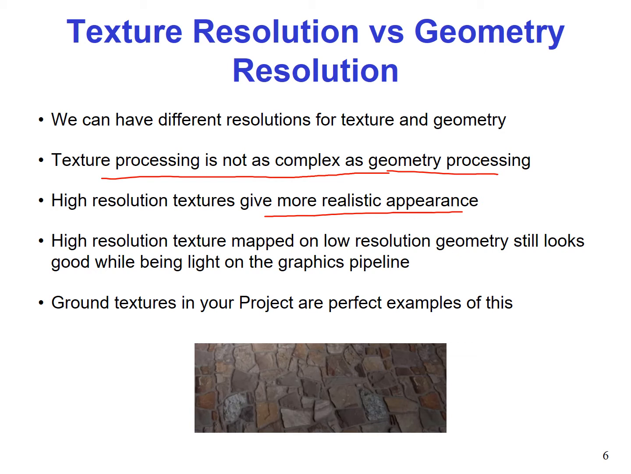Ground textures in your project are perfect examples of this. Here we have only two triangles representing the ground, whereas we see a lot of variations on the ground, and even light changes from here to here. This part is darker, whereas this part is brighter, and we can see bricks on the surface, even though the underlying geometry is a flat surface.